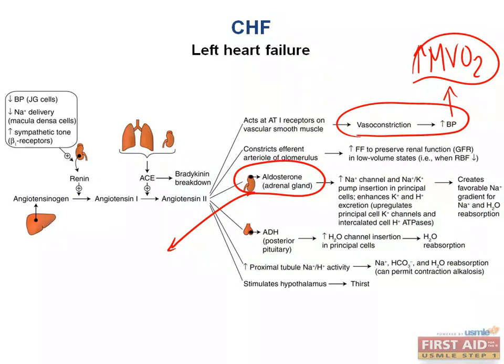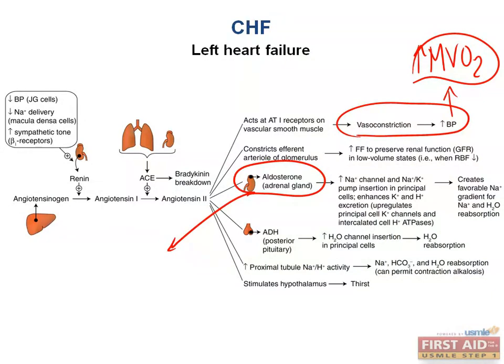So angiotensin II tells the adrenal gland, the medulla, and the cortex to release certain molecules. So from the zona glomerulosa, we get aldosterone. Makes sense, right? Glomerulus, the zona glomerulosa of the adrenal gland. So aldosterone comes from there. And then also angiotensin II stimulates the adrenal medulla to increase the production of catecholamines.